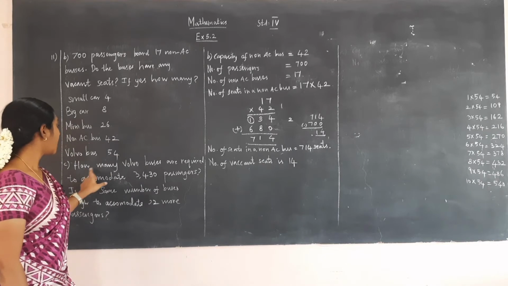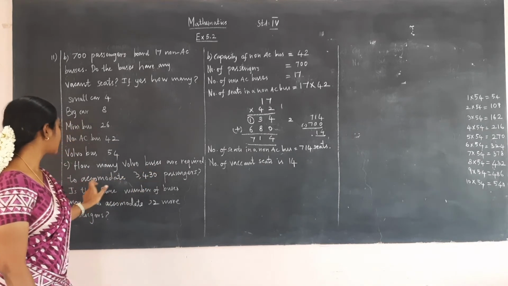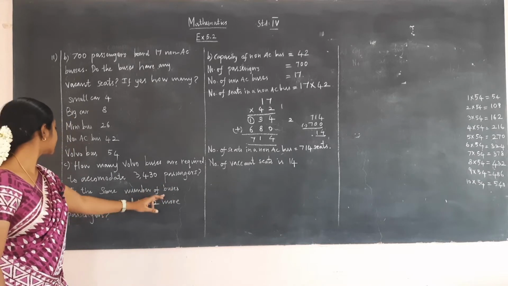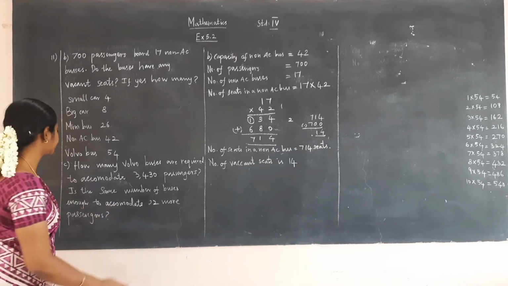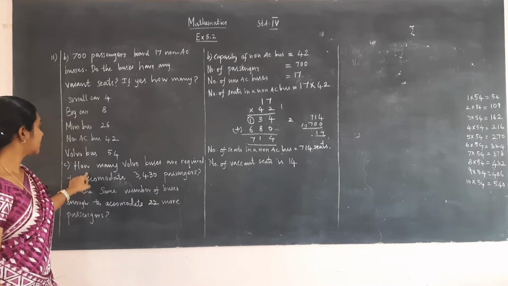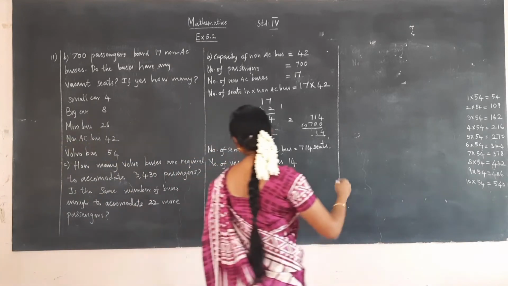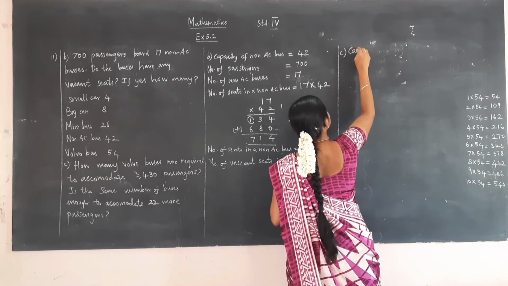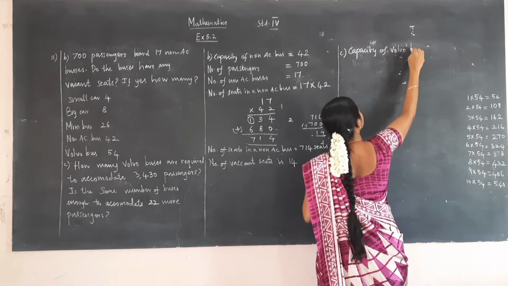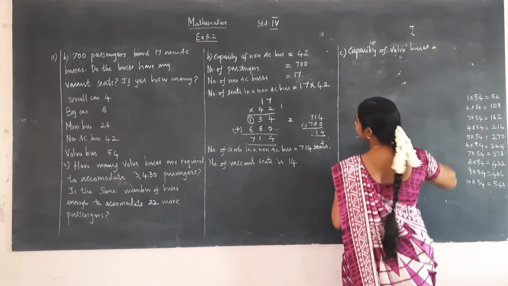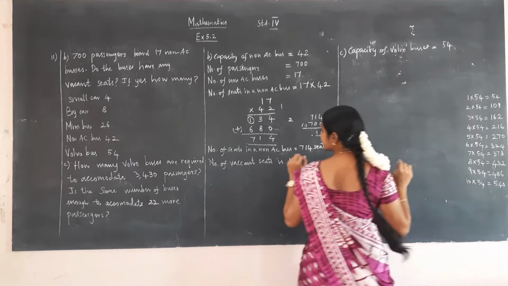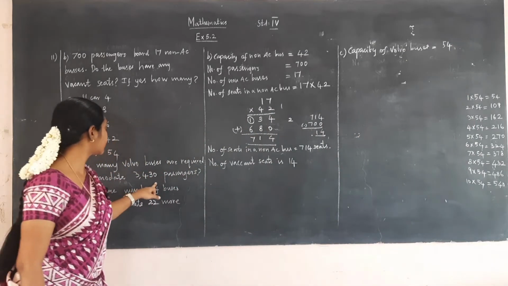Next. How many Volvo buses are required to accommodate 3,430 passengers? Is the same number of buses enough to accommodate 22 more passengers? First, let us write the capacity of Volvo buses. It is 54. Number of passengers is 3,430.